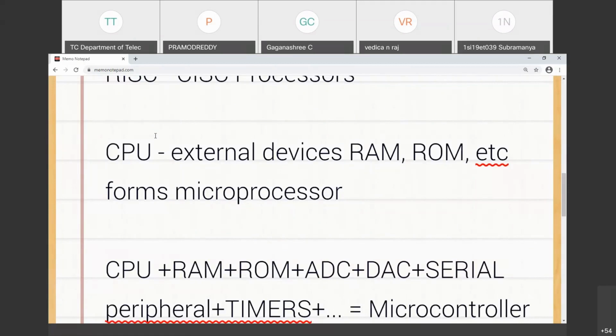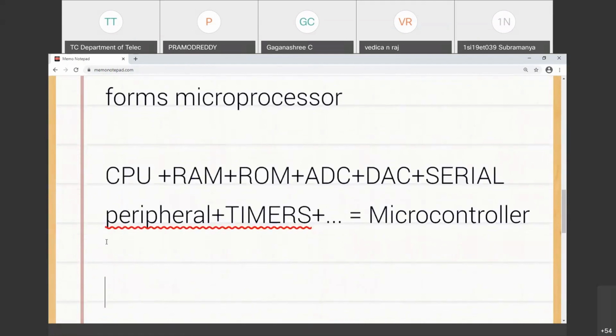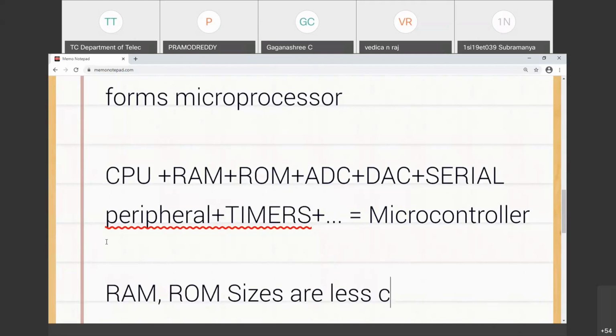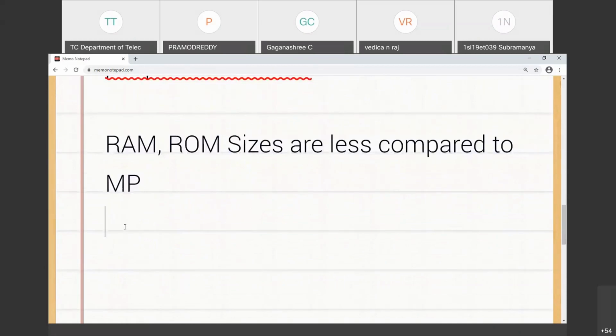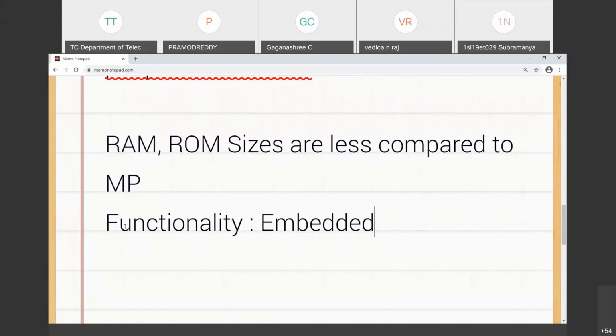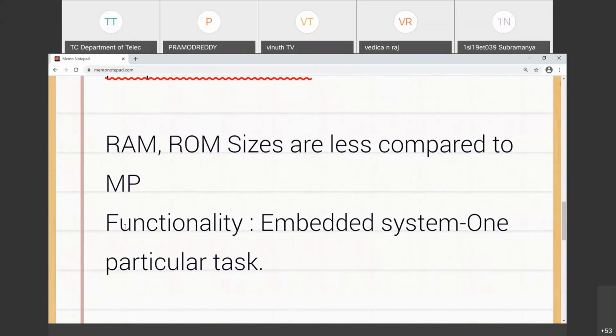It means that the size of the RAM and the size of the ROM varies. RAM and ROM sizes are less compared to a microprocessor. But when it comes to functionality, a microcontroller is an embedded system. It means it can handle one particular task. So we have discussed many aspects.